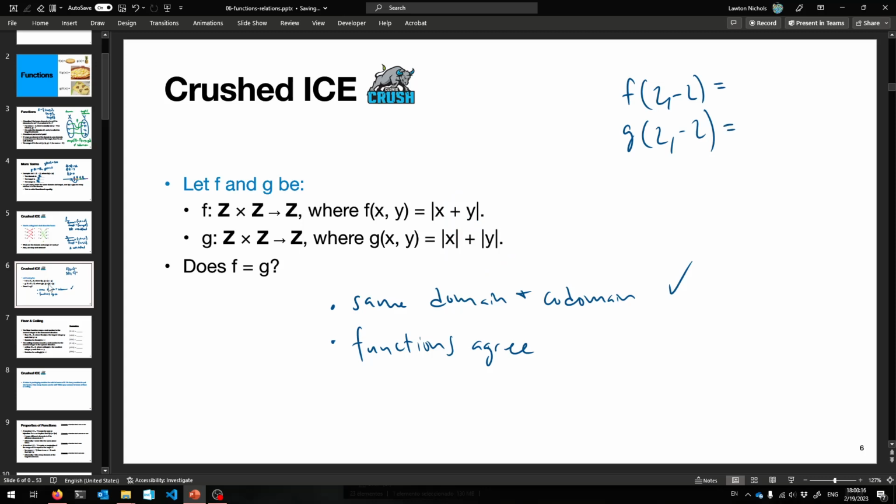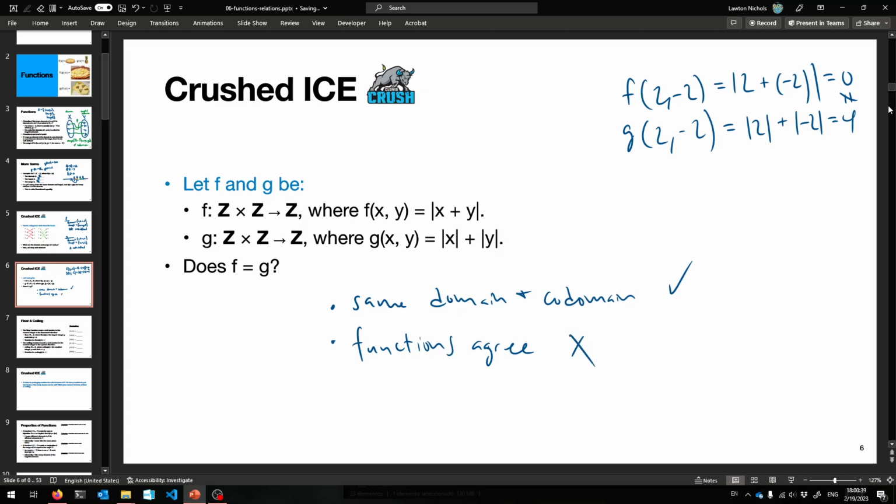So f of 2 and negative 2 is going to compute 2 plus negative 2, and then take the absolute value, which is going to be 0. And then g is going to do the absolute value of both, and then sum them, so that's 4. You see how those are not equal? So the functions don't agree on this particular pair of numbers and infinitely many others.